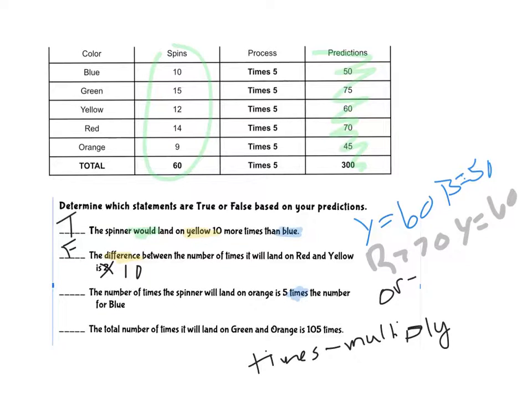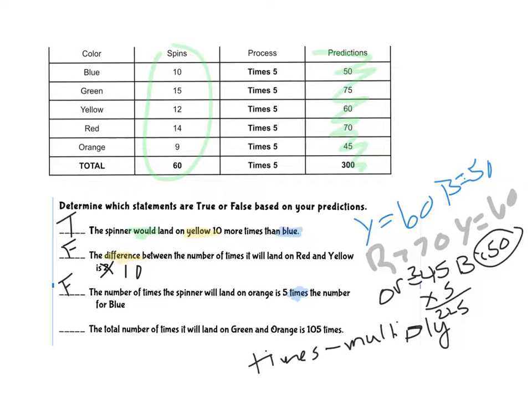Orange was 45, and like we've seen before, blue is 50. Now this is tricky, because a lot of students might see that yes, they are 5 apart. That's true, and that means that the difference is 5. But in order for it to be 5 times, we would have to say, is 45 times 5 going to give me blue? And that is obviously not true, because when we multiply that by 5, that gives me 225, not 50. So that statement is false.